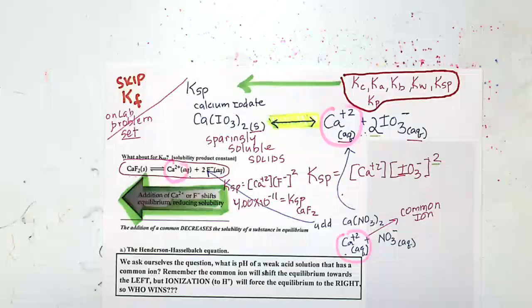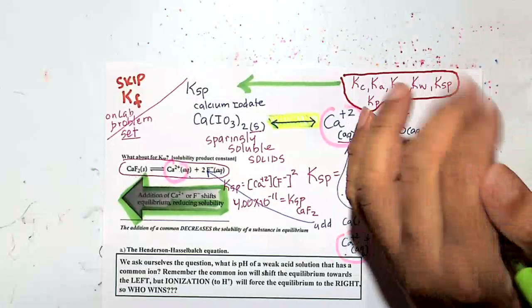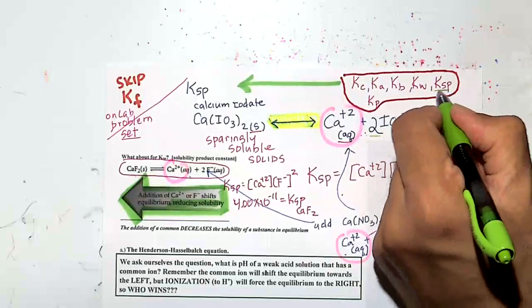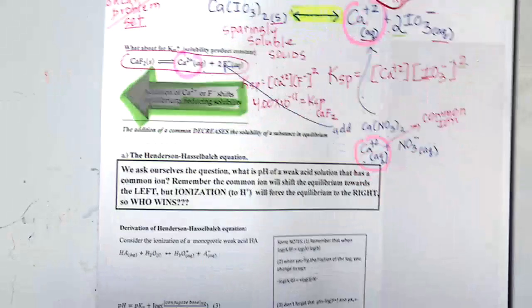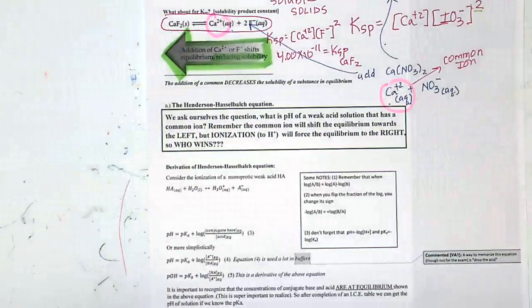And which K involves the sparingly soluble solid? Ksp. Okay, solubility product constant. Okay, let's move on here to the next part.